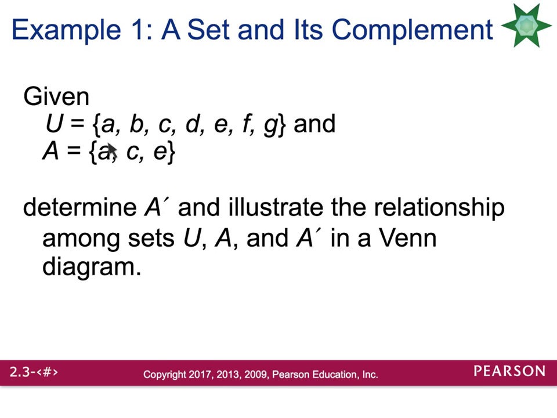Okay, so here's an example. Set U is a, b, c, d, e, f, g, lowercase, and set A is a, c, e, so it's part of that universal set. Okay, so we want to find A complement and illustrate the relationship among sets U, A, and A complement in the Venn diagram. Okay.